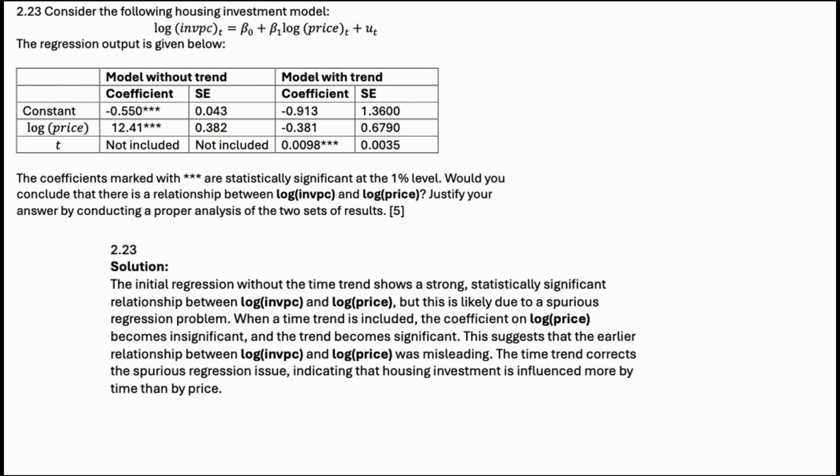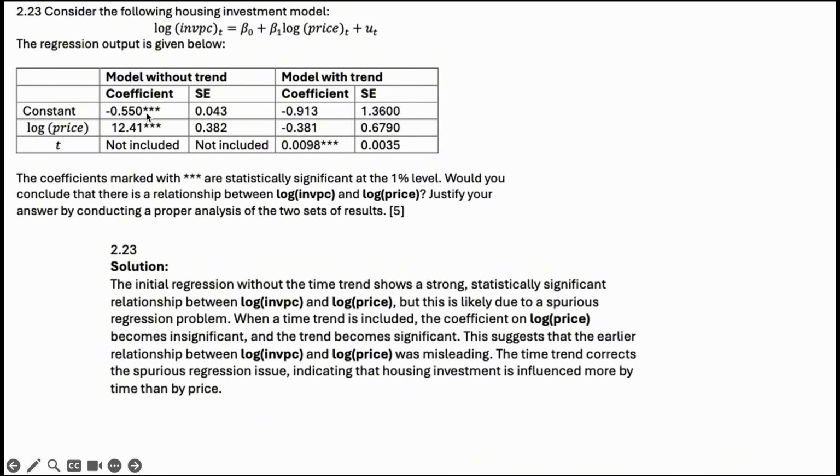So, five easy marks. The initial regression without the time trend shows a strong statistically significant relationship between the log variables. You'll see here, this is the model without trend, so time is not included as an explanatory variable. And then here, the model with trend, and this is statistically significant.